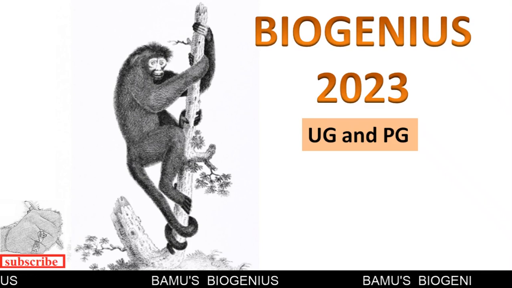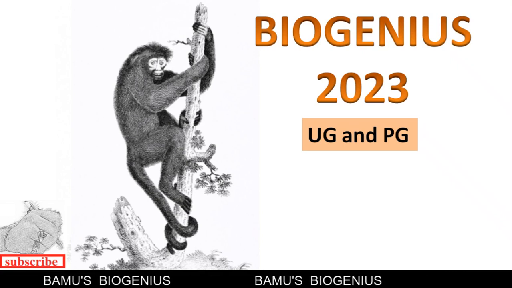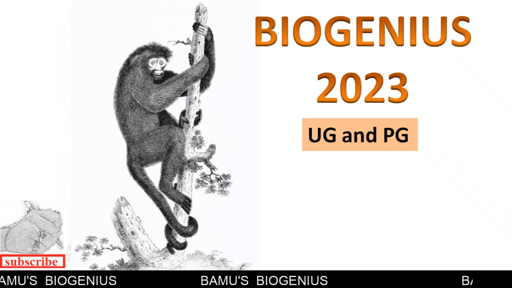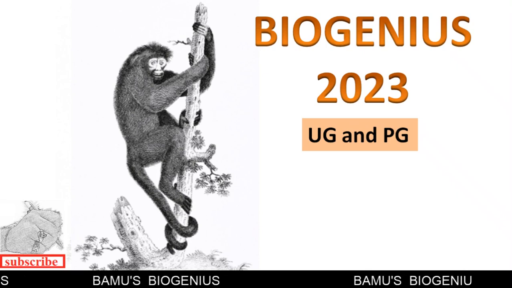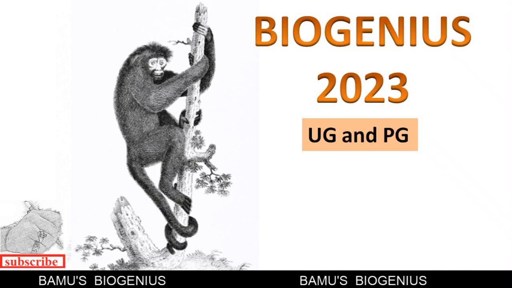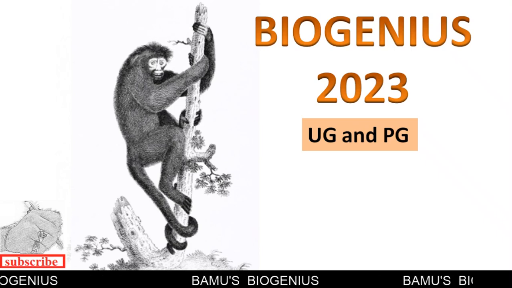Today we will discuss the Biogenius 2023 questions and answers. First of all, I would like to thank all the participants of this competition for your overwhelming response. I am also thankful to the coordinators. This year the competition was held in 7 different districts of Maharashtra: Nagpur, Amravati, Akola, Wardha, Yavatmal, Solapur and Kolhapur. So we will discuss the questions and answers of this competition.